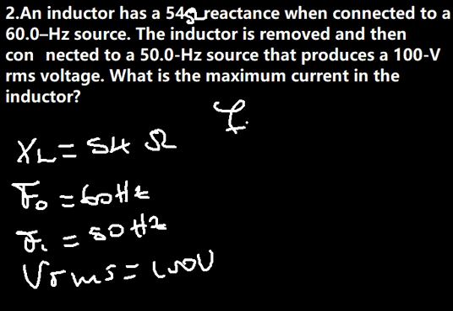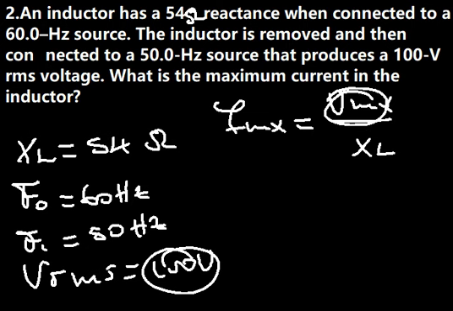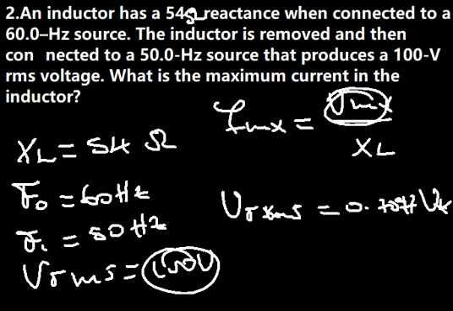We are looking for the Imax, which is given as Vmax divided by XL. So we need to have the Vmax. What is the Vmax? We have the root mean square voltage, so we can get the max using the formula that we already understand. Root mean square voltage is equal to 0.707 Vmax. So try to have that and substitute it there.